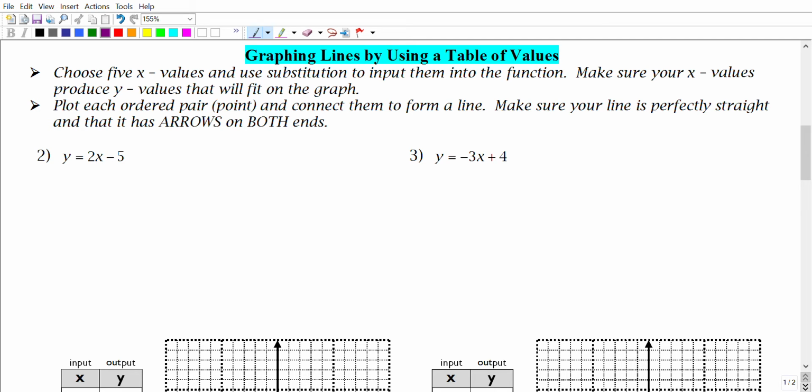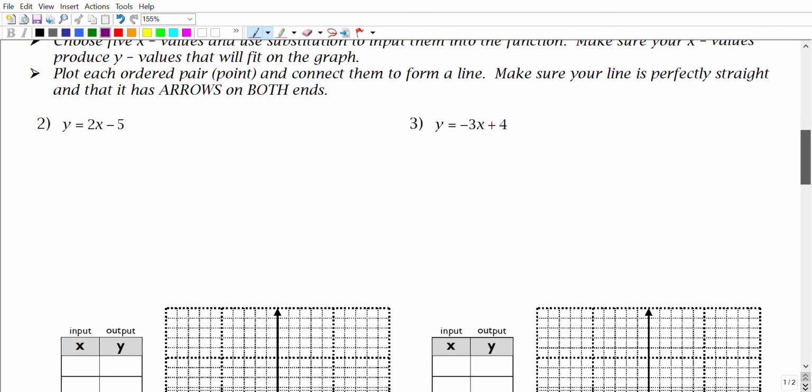Choose 5 x values and use substitution to input them into the function. Make sure your x values produce y values that will fit on the graph. Then plot each ordered pair or point and connect them to form a line. Make sure your line is perfectly straight and that it has arrows on both ends, just like I emphasized earlier.